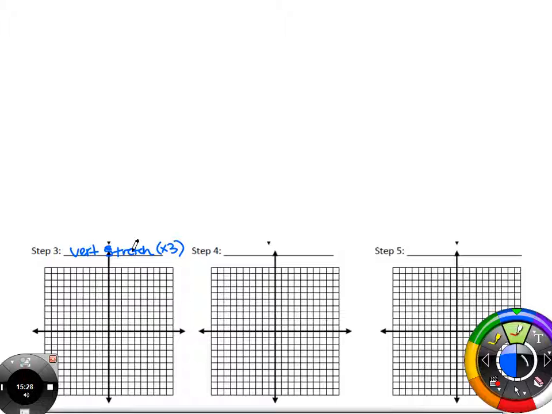So again, my vertex stays the same. It only changes with translation. Okay? So I have my vertex. Am I going to change how far any of these points are horizontally from the vertex right now? No, because I'm only focusing on a vertical change right now. Okay, one thing at a time.